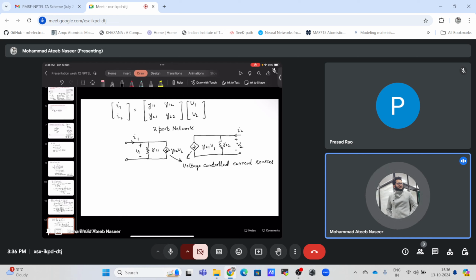Electrical two port network representation, two port network in an electrical representation form. So this is what we have obtained: a device where we have these voltage controlled current sources.